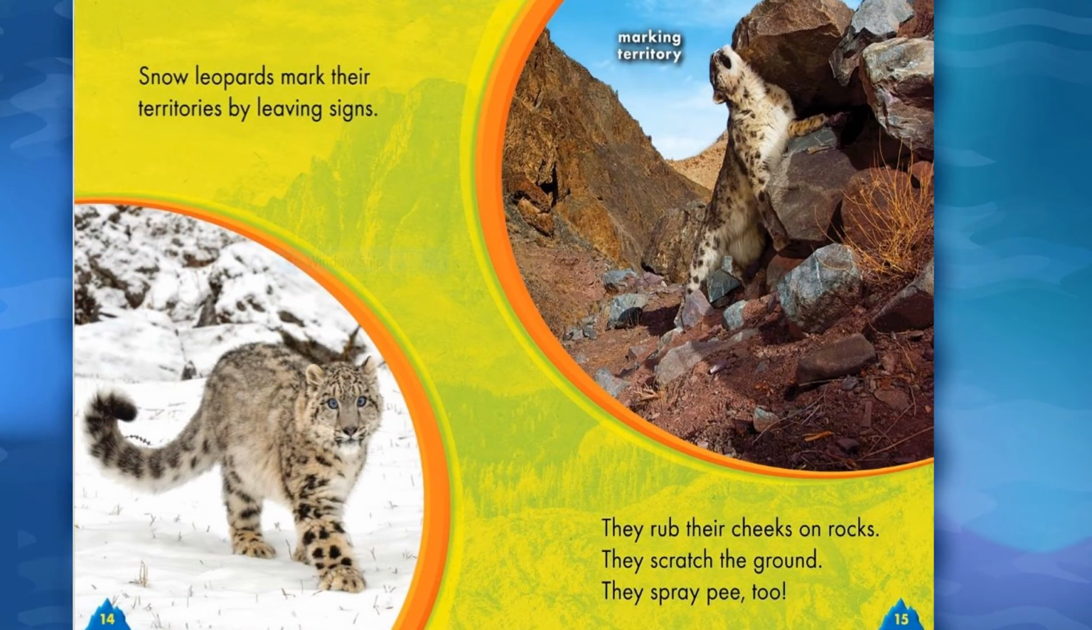Snow leopards mark their territories by leaving signs. They rub their cheeks on rocks, they scratch the ground, they spray pee too. And here is a caption over here for this photograph, and it says marking territory. So the snow leopard is marking their territory there.